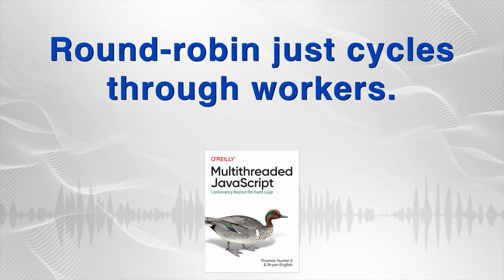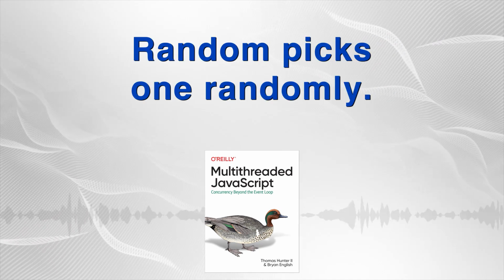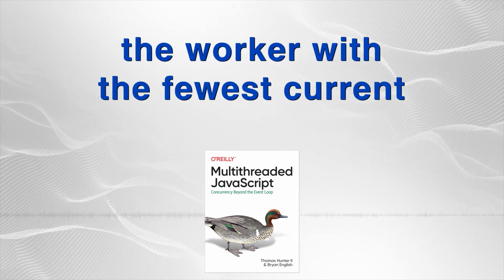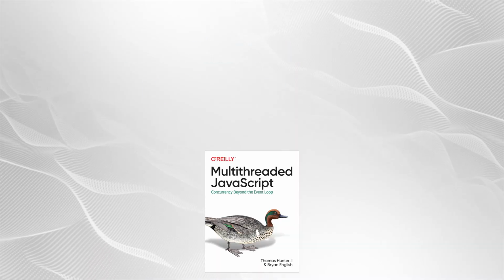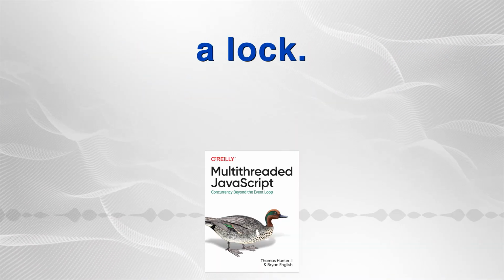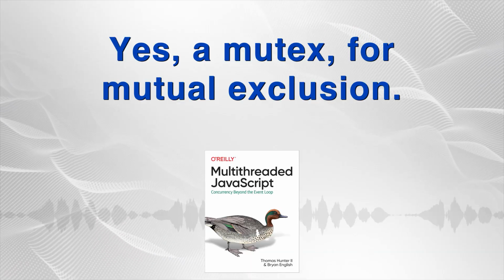Round robin just cycles through workers. Random picks one randomly. Least busy gives the task to the worker with the fewest current tasks. Another key pattern is the mutex, a lock. Yes, a mutex, for mutual exclusion.